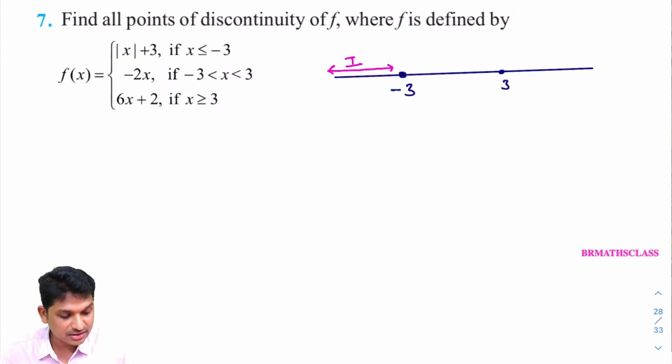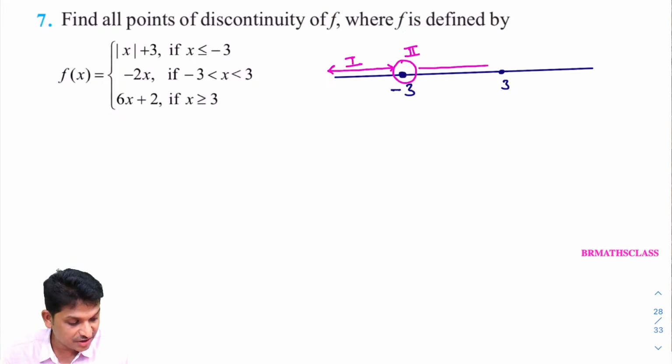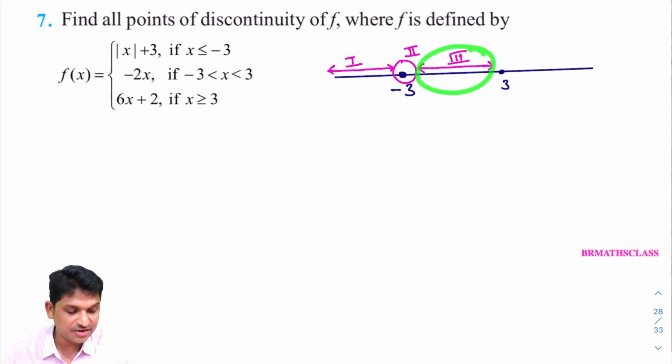Later, case 2. I'll check the continuity of the function at x equal to minus 3. I am taking it as case 2. Next, case 3. I'll check the continuity of the function in between minus 3 and plus 3. I'll take it as case 3. I'll check the continuity of the function in this interval.